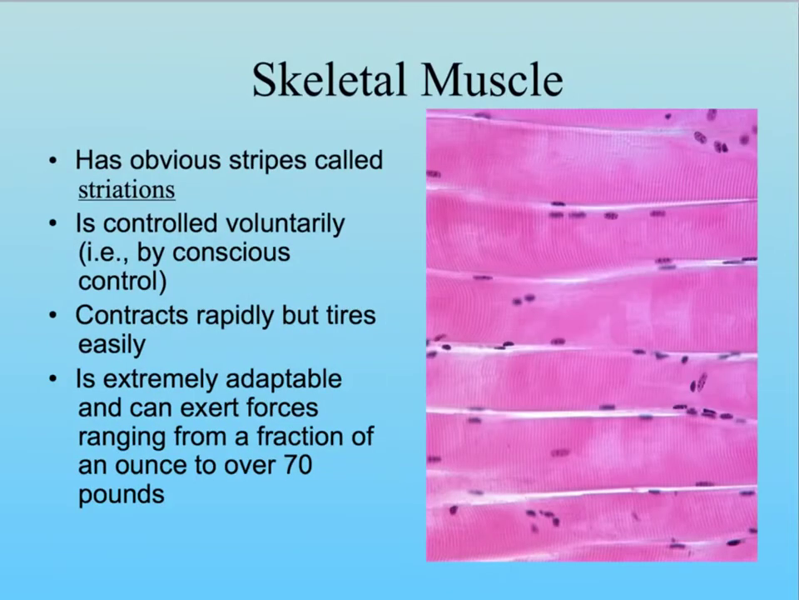Skeletal muscle, what makes it so obvious is the striations, and you can see in this picture how it kind of looks like it's striped, like these pink and white stripes. Those are the striations. And it is voluntarily controlled, which means you can control it. You can decide to move your hand, to move your leg, or to move your arm. Whereas your heart and your stomach, they're doing that automatically. You're not controlling that. Skeletal muscle will contract rapidly but tires easily, but is extremely adaptable and can exert huge amounts of force.